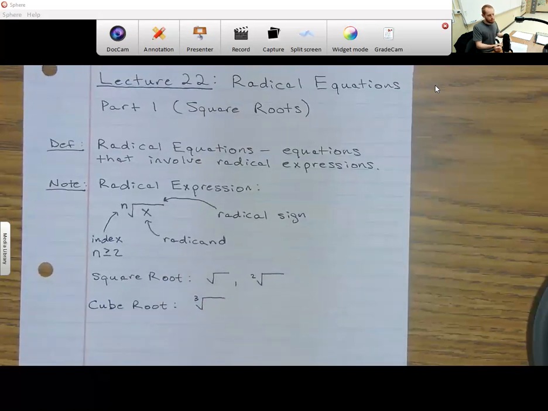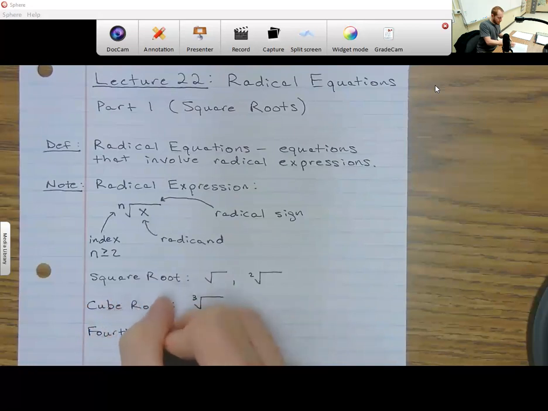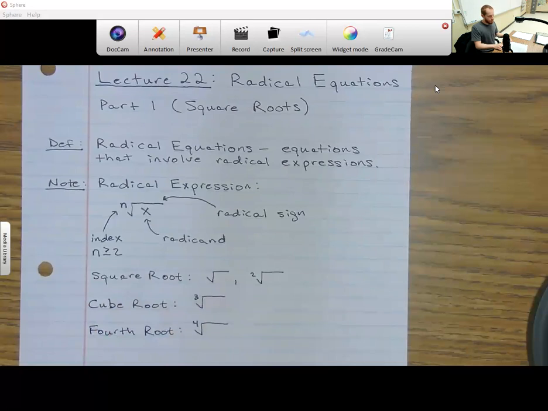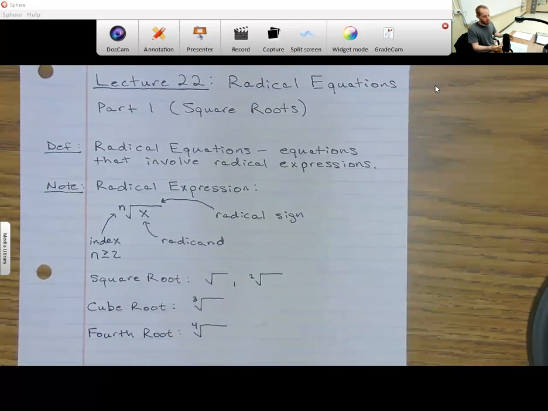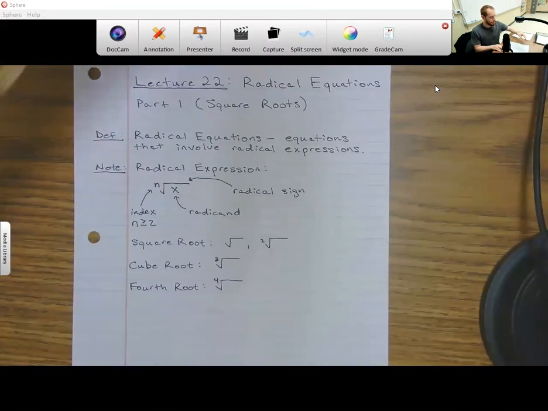And then you can talk about fourth roots. Fourth roots look exactly like a square root, but with an index of 4, right? So that's the difference between square roots, cube roots, and fourth roots. And we'll be looking at cube roots on Wednesday. So that's going to be in the future. But today we're just going to be focusing on square roots. All right, so let me zoom out a little bit and let's do some problems from the problem set.